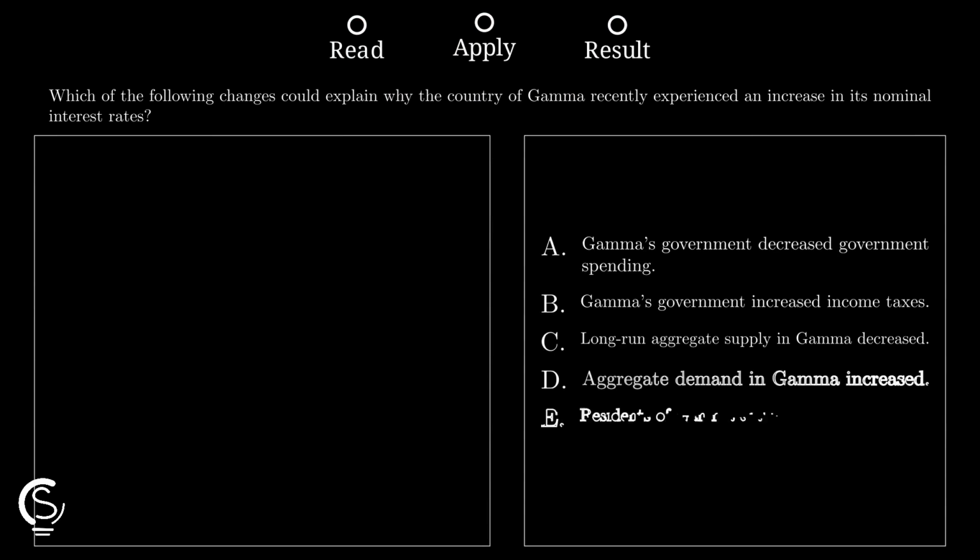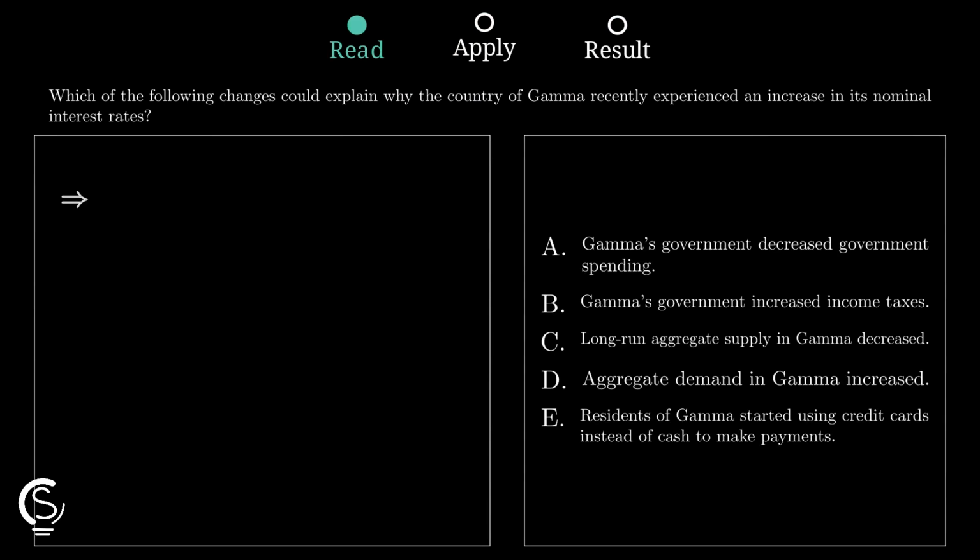First, look at how an increase in aggregate demand shifts the entire economic landscape. When people spend more, the demand for money to facilitate those new transactions naturally starts rising.